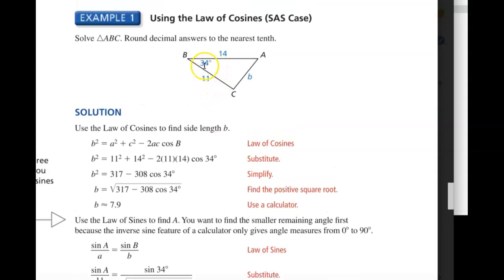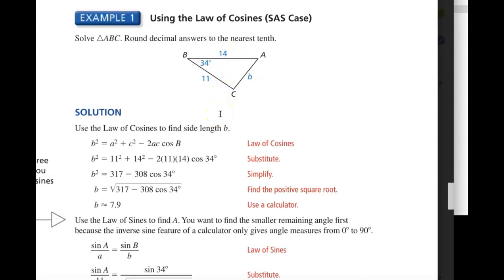So in this case, if we tried the law of sines, it wouldn't work. If we put sine of 34 degrees over B equals sine of A over 11, that's not going to be enough information, right? We're going to have two unknowns. We're going to have both angle A as an unknown and side B. And it would be the same if we tried sine of 34 over B is equal to sine of C over 14. Again, we have two unknowns.